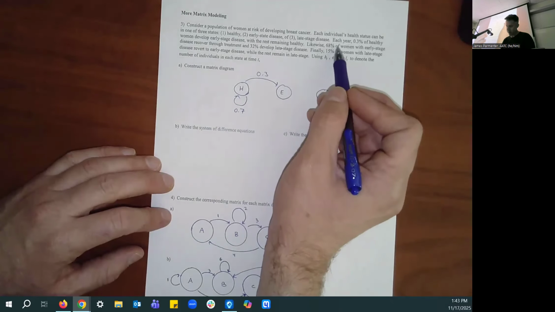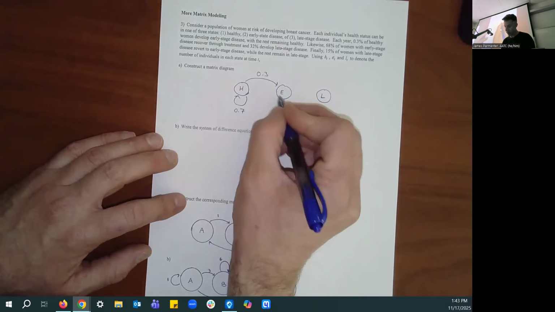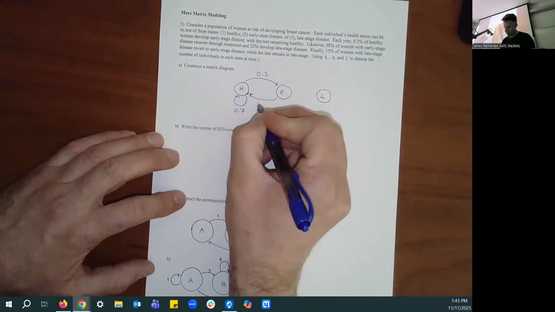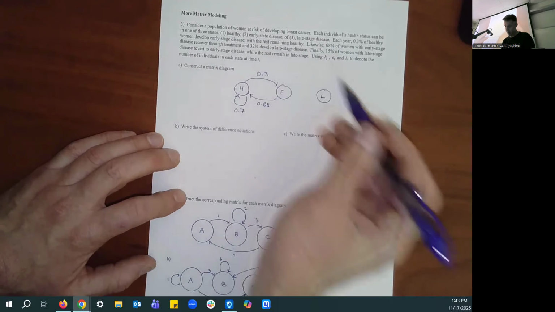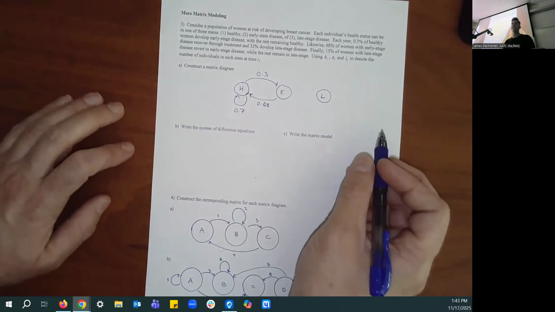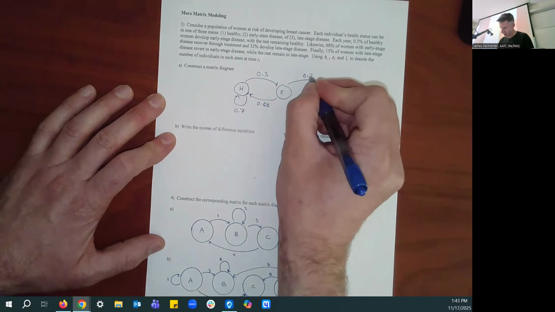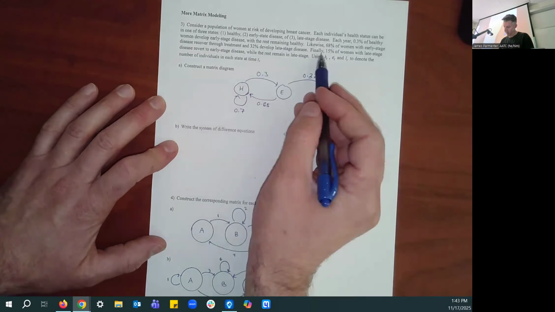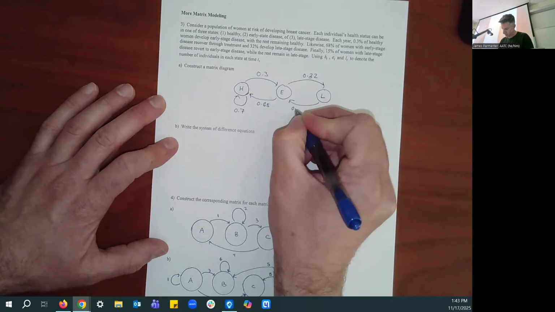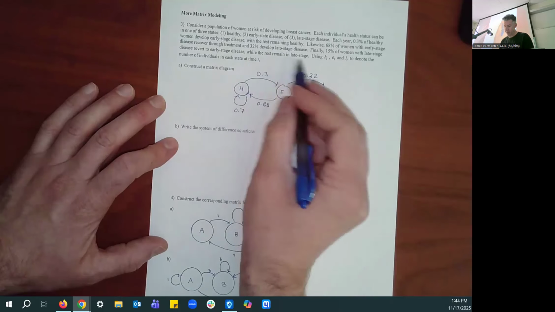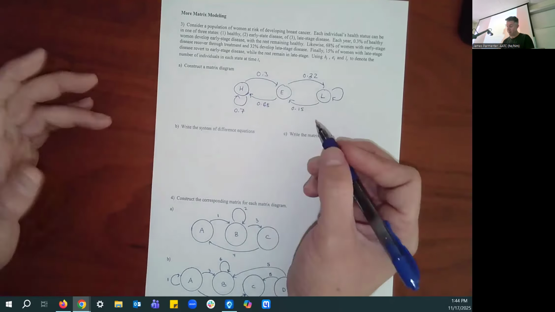Likewise, 68% of women with early stage disease recover through treatment, meaning they become healthy. So of the early stagers, 68% of them go back to healthy. 38% develop late stage. So none of them stay early stage. In this model, you don't get to stay early stage, apparently. Okay, so the other 32% become late stage. Finally, 15% of the women with late stage revert to early stage. And the rest remain in late stage, so the rest being the other 85%.